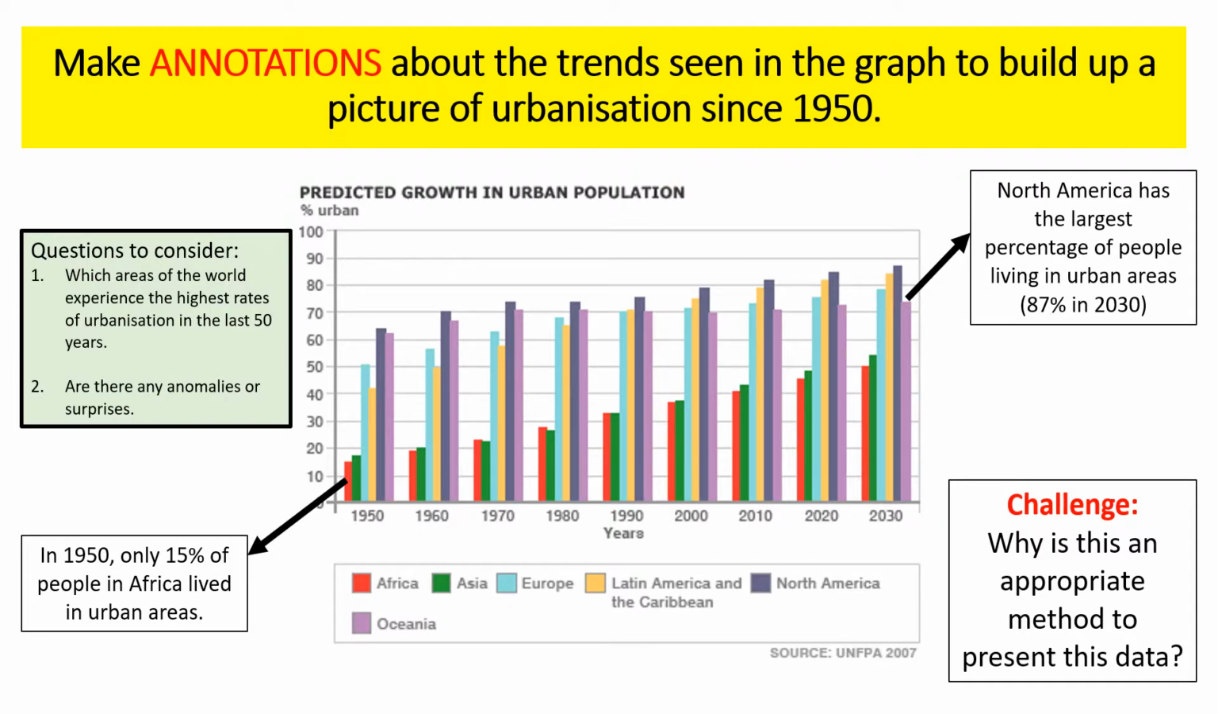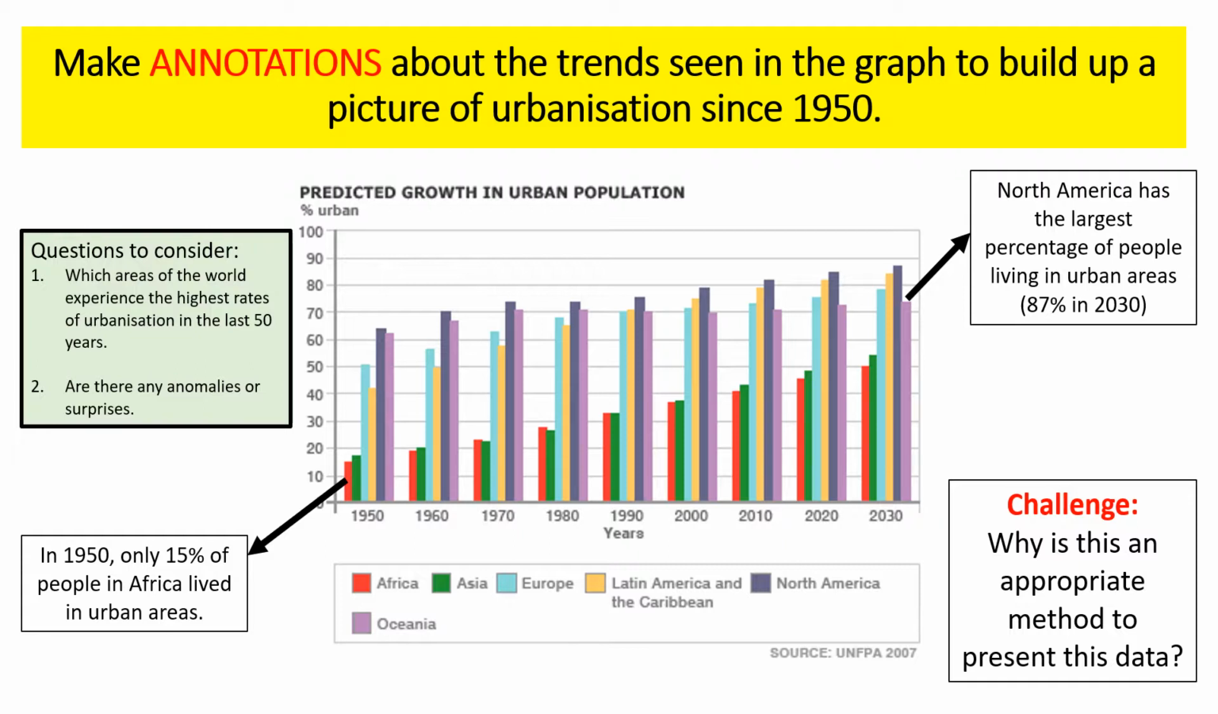So this is a bar chart, and obviously it flows over time. In the corner it says challenge. Why is this an appropriate method to present this data? Now, it's an appropriate method because you can compare different areas around the world over time, and it can show change, and therefore it does work really well. You could also potentially put this data as line graphs, but it may not look as clear if lots of lines are crossing through each other.